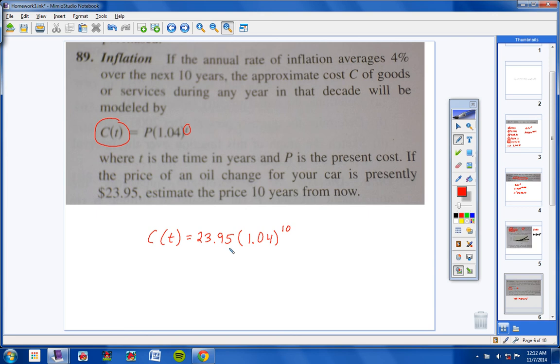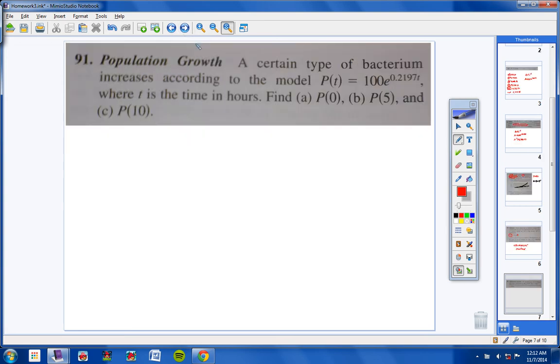So now with my calculator, if I type all of this into my calculator, I will come up with 35. I'm going to put C of 10. That means the cost based on 10 years from now would be $35.45. Okay, so there we go. It's the cost based on 10 years from now. So there we go. Moving on to number 91.